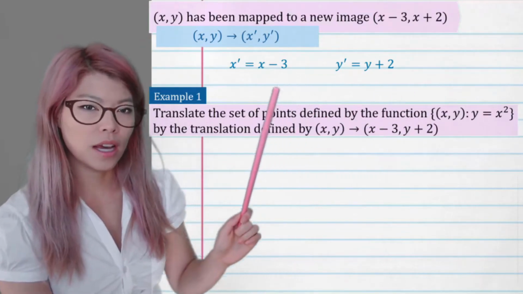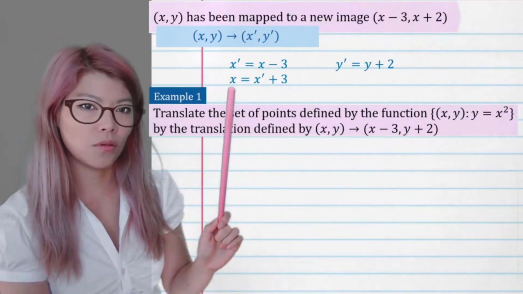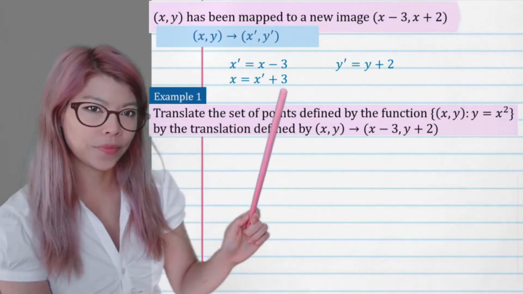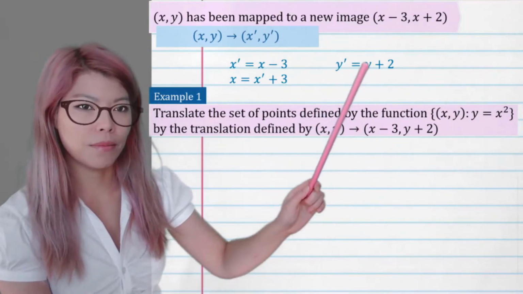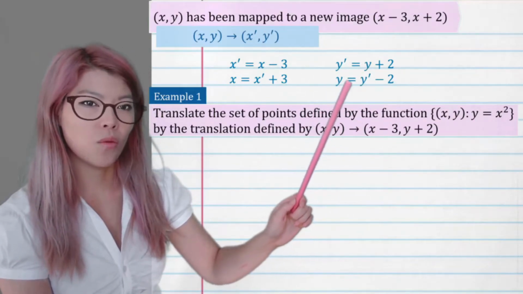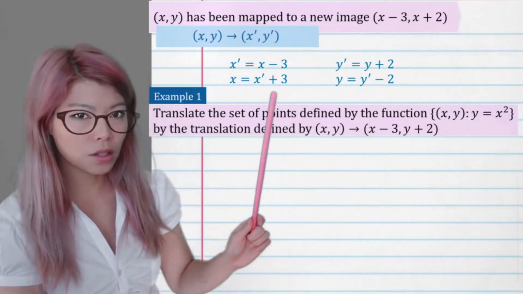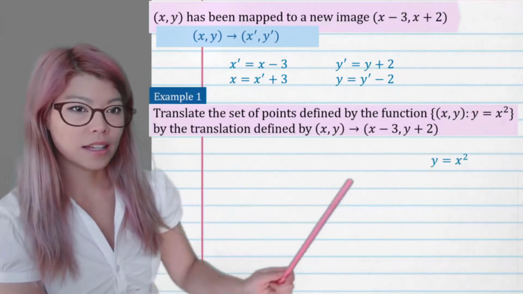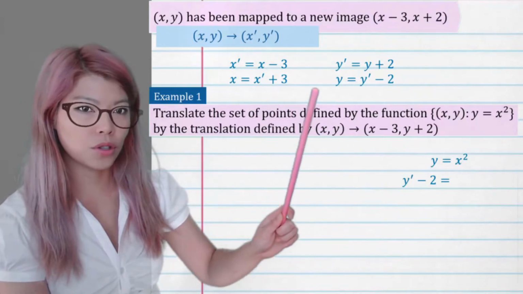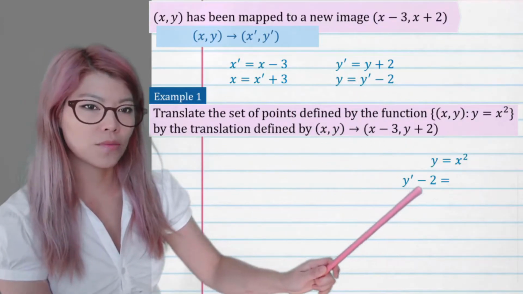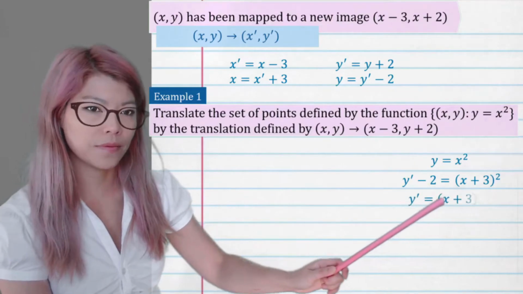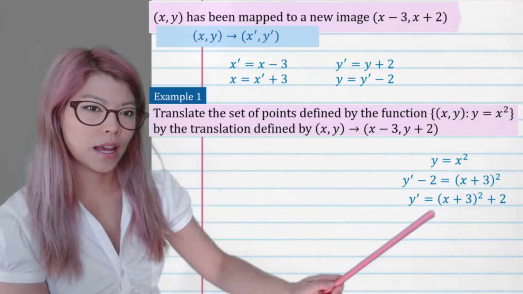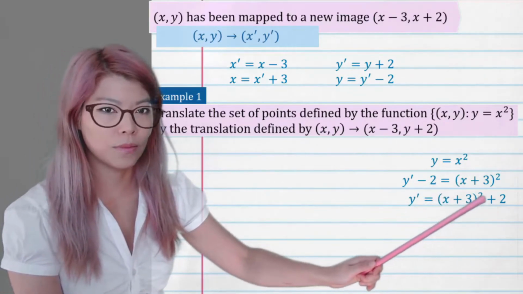The image of x is x - 3, and the image of y will be y + 2. So if we rearrange this to see what x is equal to by bringing the -3 over, we can see that it's x' + 3. And likewise, we can rearrange this and isolate y, and we obtain y' - 2. By substituting this into the original equation, we can get our new equation. So the original equation, now we substitute the y with our new y' - 2, and we substitute the x with x' + 3. When we rearrange the minus 2 to the other side, we obtain y = (x + 3) squared + 2.